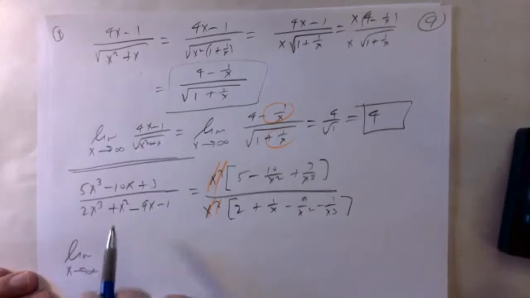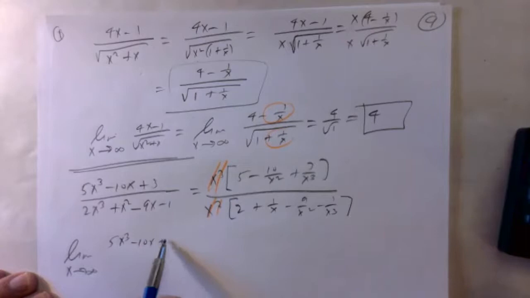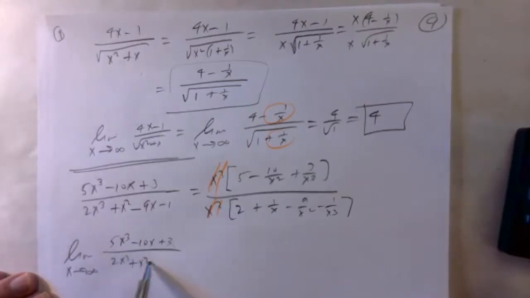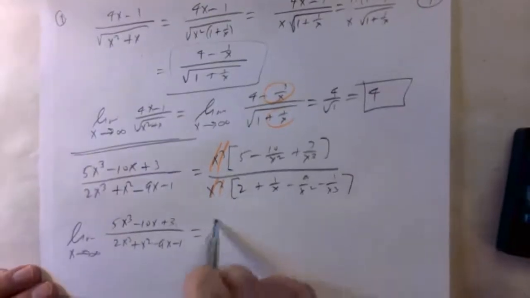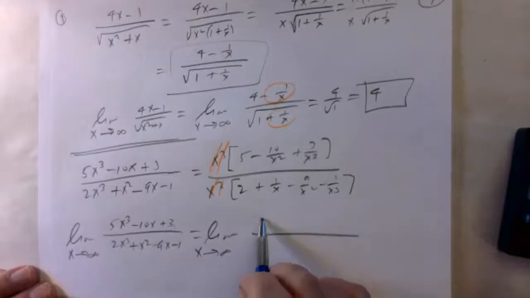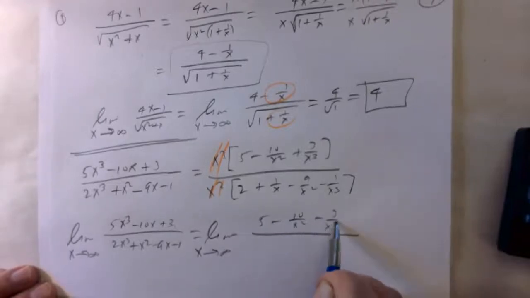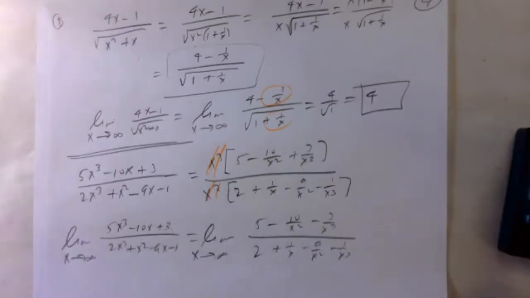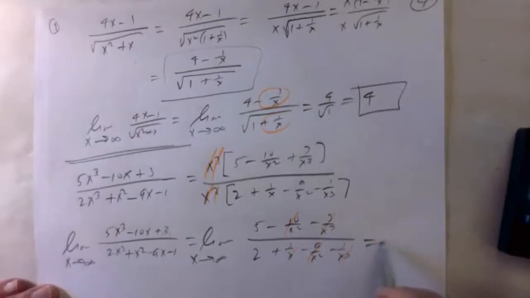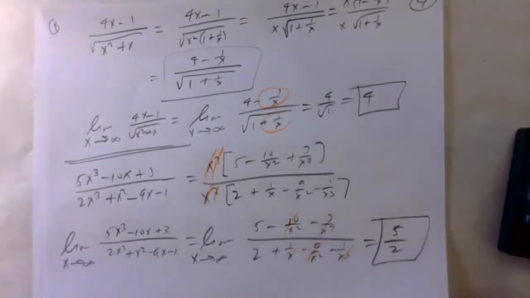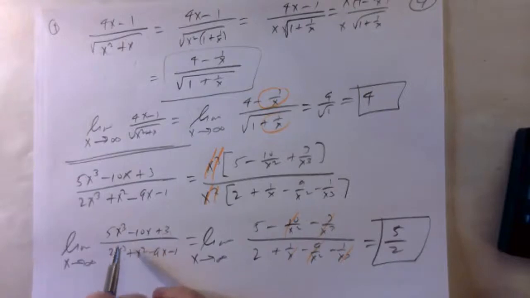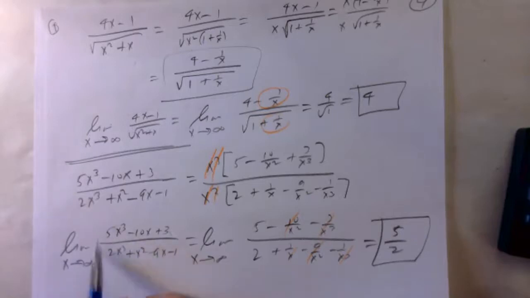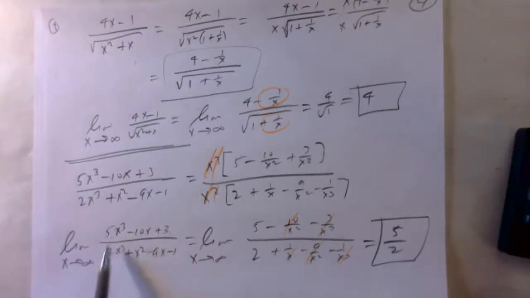So the limit as x goes to infinity of this rational function is the limit as x goes to infinity of 5 minus 10 over x squared plus 3 over x cubed over 2 plus 1 over x minus 9 over x squared minus 1 over x cubed. These all go to 0, and we're left with just 5/2, which is just an instance of the general rule. If you have a rational function, a quotient of polynomials where the numerator and denominator have the same degree, the limit as x goes to infinity is just the ratio of their leading coefficients. 5/2, that's what we see.